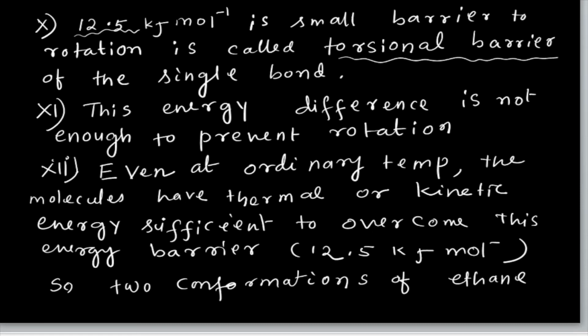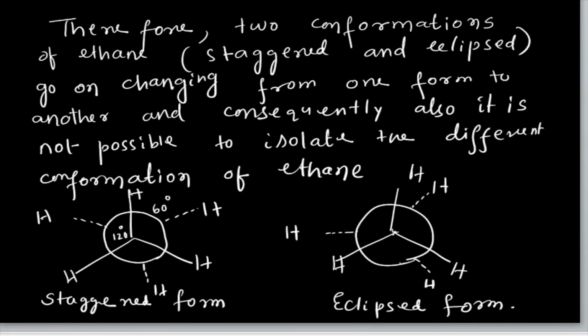Even at ordinary temperature, the molecules have thermal energy, that is called kinetic energy, that is sufficient. That means the energy to move, to rotate, is sufficient to overcome the 12.5 kilojoules per mole, which is called the energy barrier. The kinetic energy of a molecule is more than sufficient, so it overcomes that 12.5 kilojoules per mole. So two conformations of ethane you can observe here.